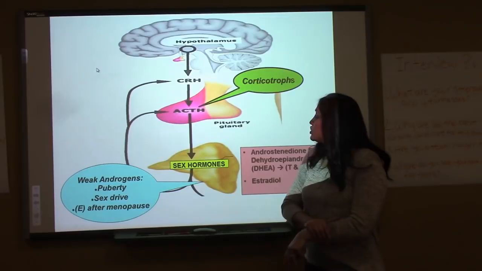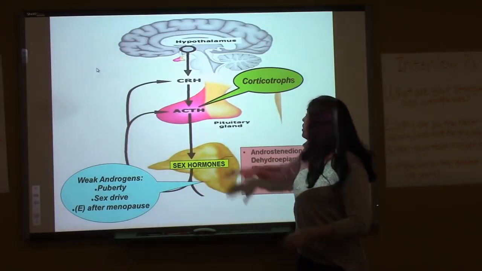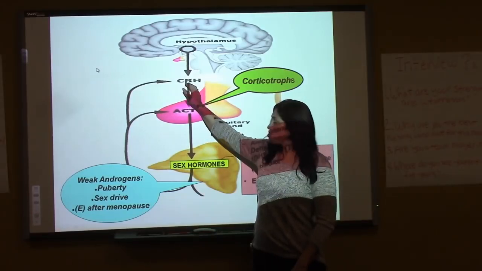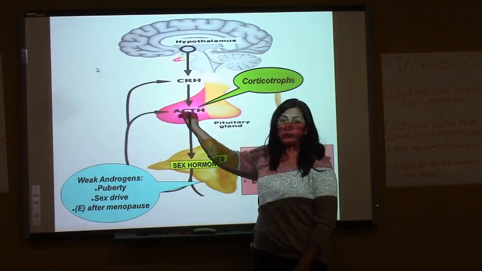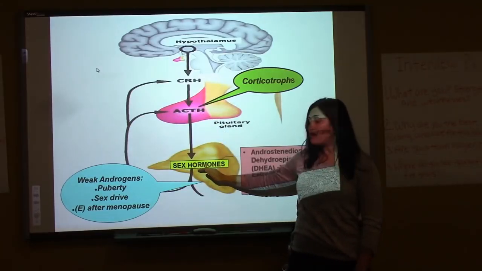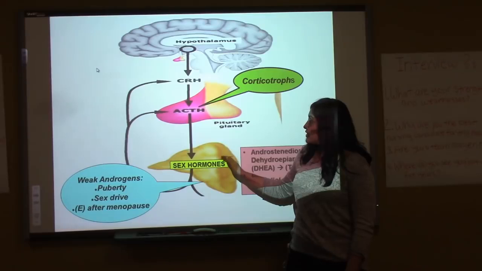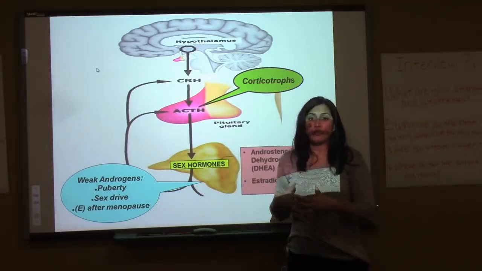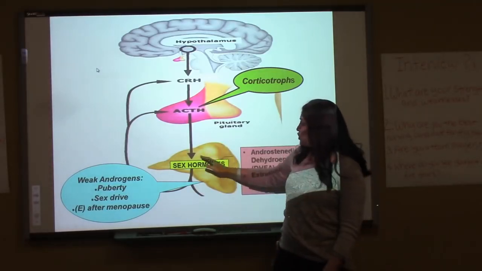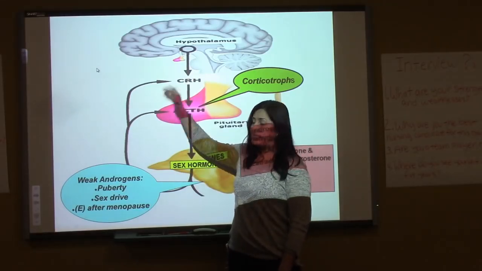So now, let's look at sex hormones. Hypothalamus will release CRH. CRH will stimulate the anterior pituitary to release ACTH. ACTH will now go to the adrenal cortex and cause sex hormones to be released. These sex hormones, of course, have to control their own production. So they will go back and inhibit ACTH and CRH from being released.